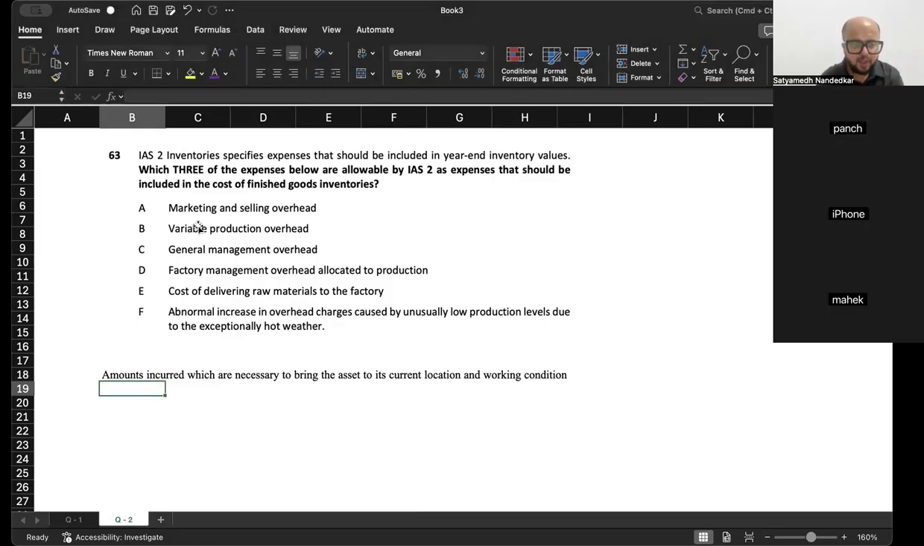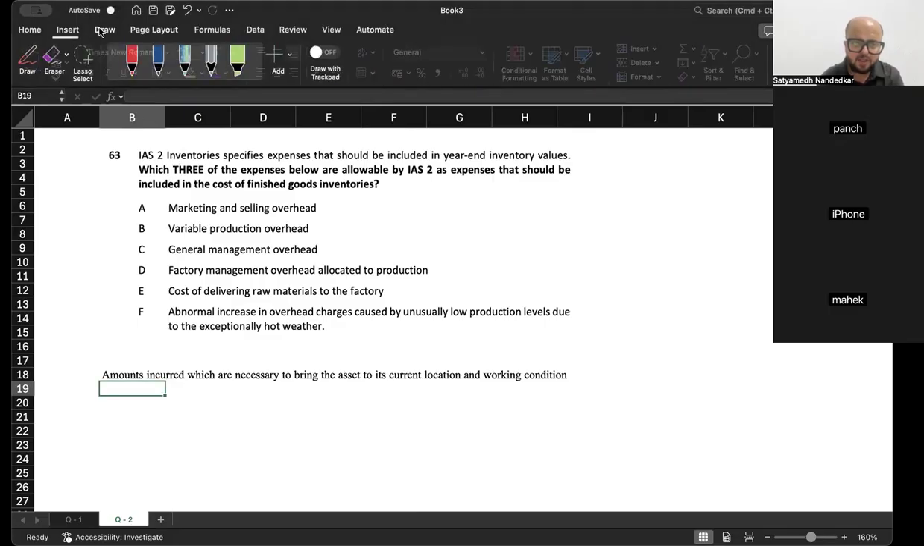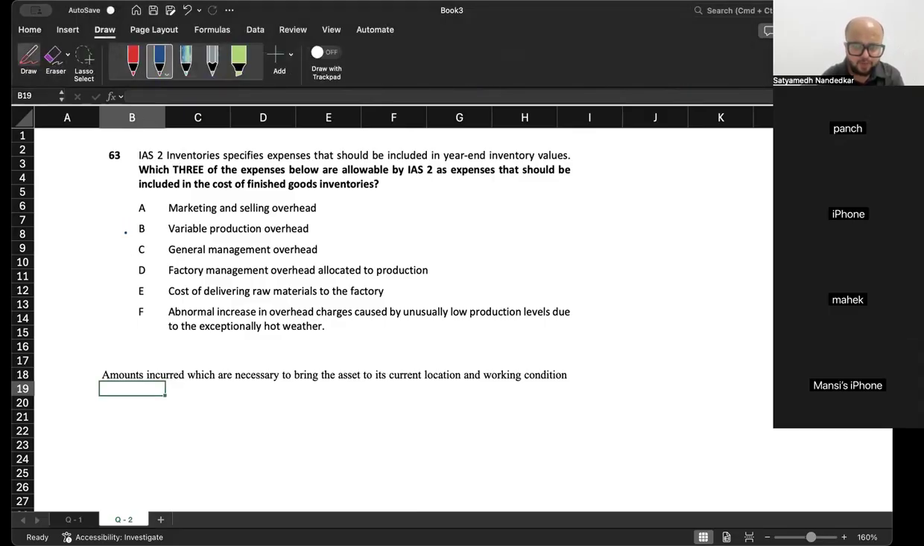Now look at this one, variable production overhead. I think this for sure relates to production, so you will have to include this. Yes, sir. Okay. Then general management overhead, no. Then marketing and selling overhead, no. Factory management overheads allocated to production, yes. Cost of delivering raw material to factory, yes. Raw material will come to factory, only then it will enter the production process, which is why it should be included.